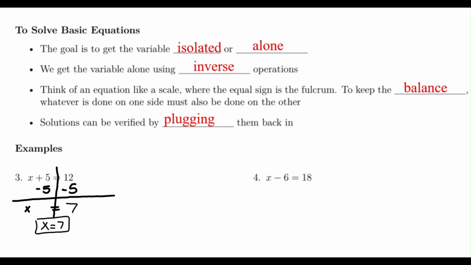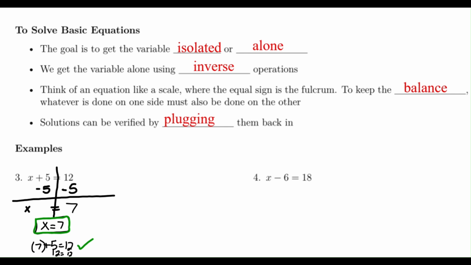Now, I can always check that by substituting it back into the original equation. If I take 7 and put it in right here for x, put that in parentheses, 7 plus 5 equals 12. And then I would say 12 equals 12. Yeah, that's good. I like that. That works. So that means that x equals 7 is a solution, and I can box it and feel confident that it's right.